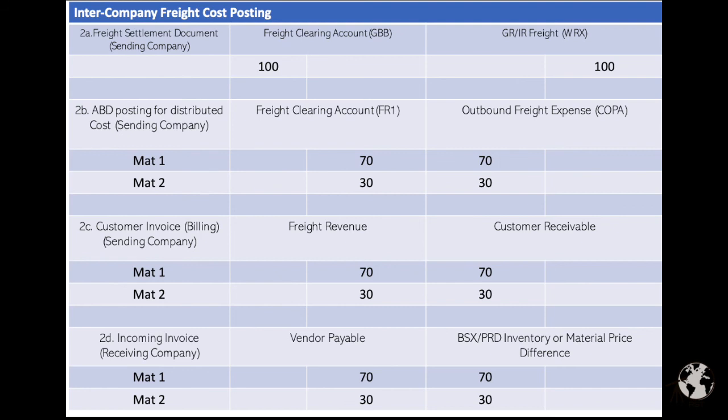So when the sending company arranges and pays for the vendor, it is the same as the outbound freight process. Initially it will affect the freight clearing account, and then it will get distributed at the material level in the profitability segment, and it will hit the outbound freight expense. Then for the same amount, the sending company will bill the receiving company through intercompany billing, and then it will affect the freight revenue for those materials. And on the receiving side, it will go to a price difference account in the receiving company, or else it will go to the inventory if it is moving average price.